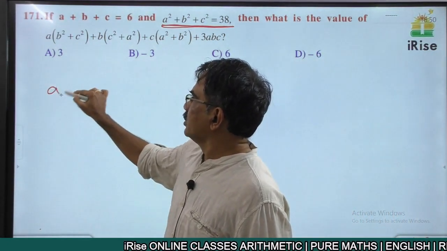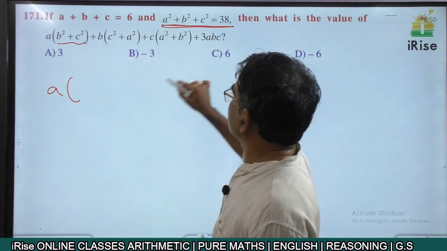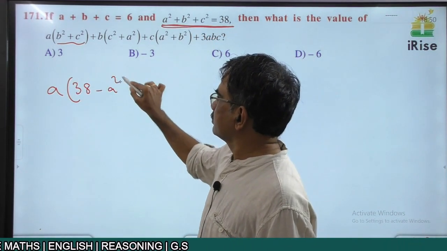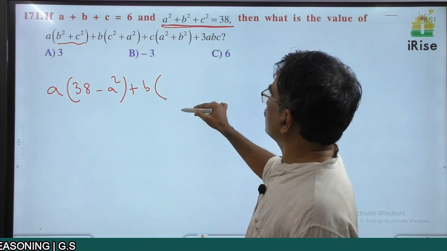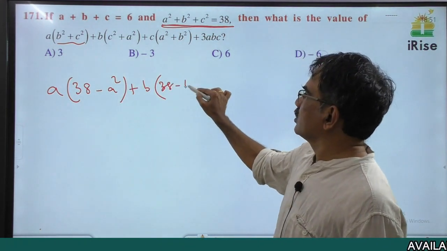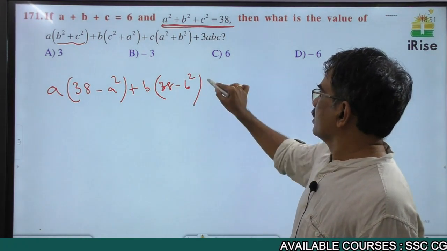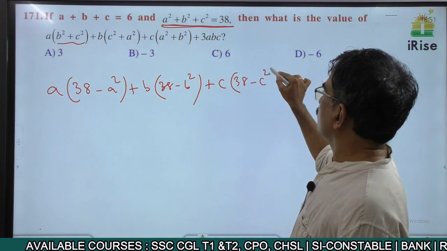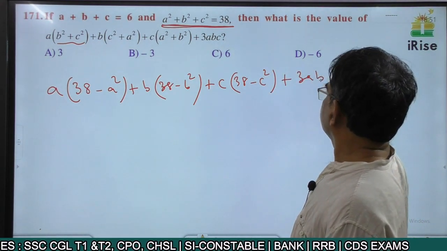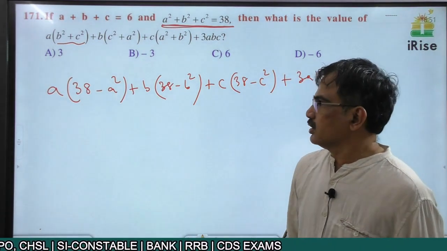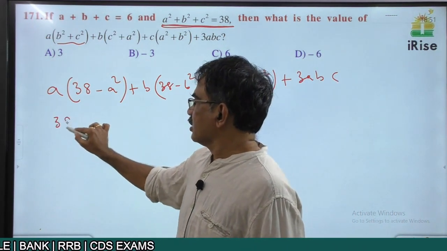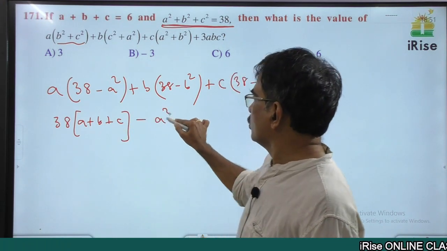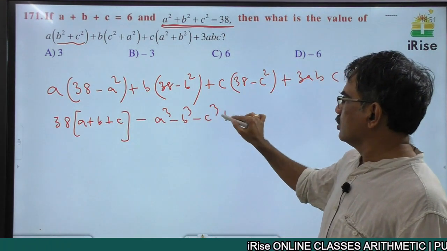So a into, in the place of b square plus c square, I want to write 38 minus a square, plus b into c square plus a square, which is 38 minus b square, plus c into a square plus b square, which is 38 minus c square, plus 3abc. By taking 38 common, we get 38 into a plus b plus c, minus a cube minus b cube minus c cube plus 3abc.